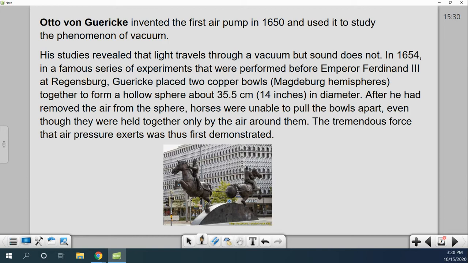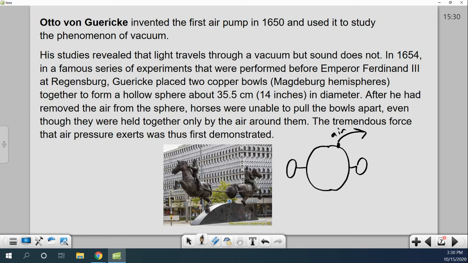placed 2 copper bowls. So he grabs a copper bowl, he grabs another copper bowl. He puts these 2 copper bowls together to form a hollow sphere, about 14 inches in diameter. And he hooked up a little valve to one side and sucked all the air out. And now he attached a handle to each of these bowls as well.